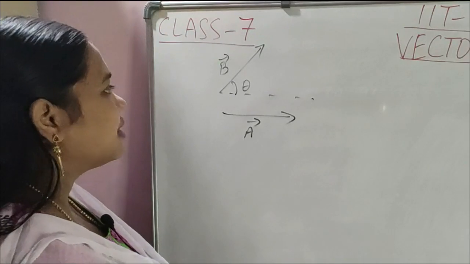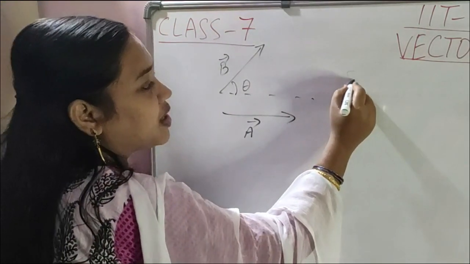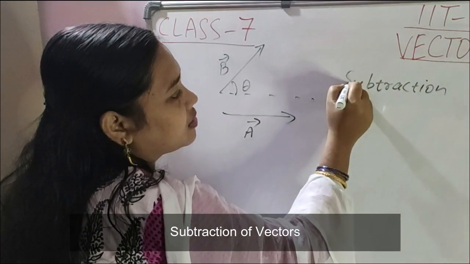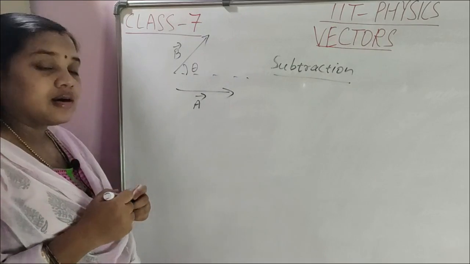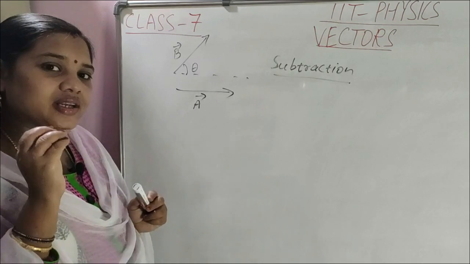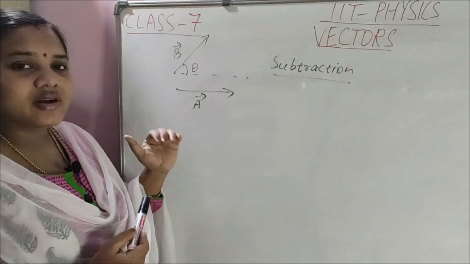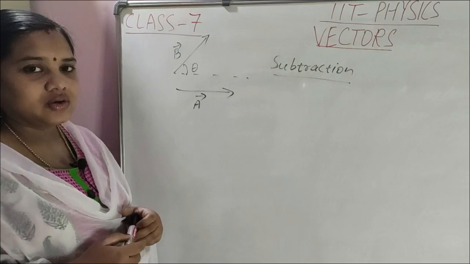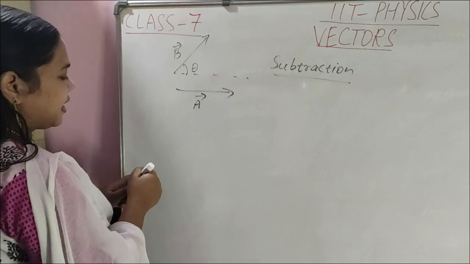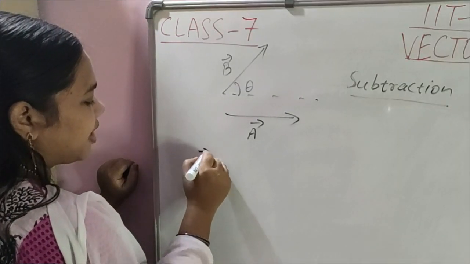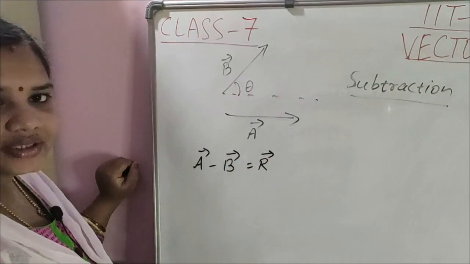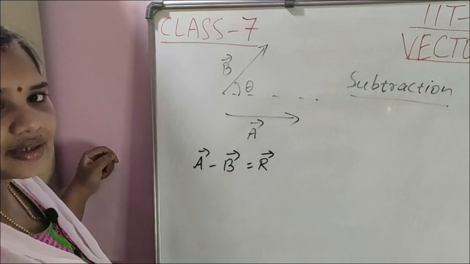So see children, last class what we saw was subtraction of vectors. But what we understood in the last class is that vectors are not subtracted, vectors are only added. So there is one way of subtracting the vector. These are the two vectors you have to subtract: vector A minus vector B. Suppose the difference, that is the resultant vector, is vector R.